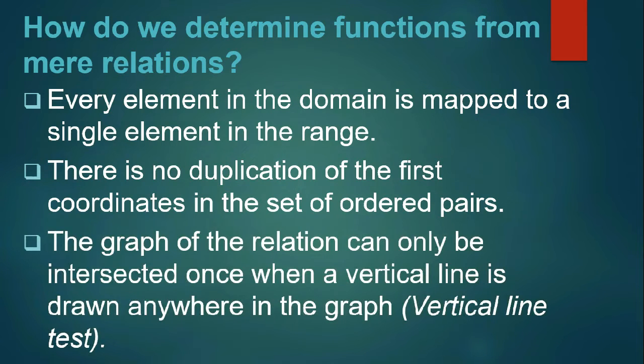And lastly, graphically. The graph of the relation can only be intersected once when a vertical line is drawn anywhere in the graph, or the vertical line test.